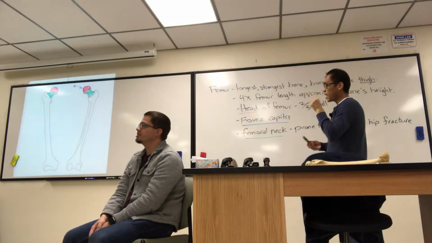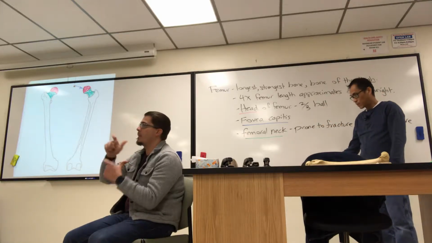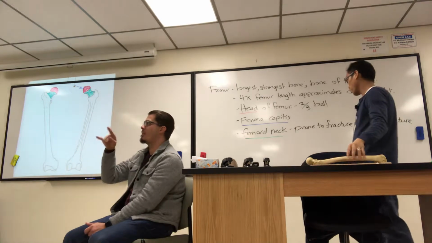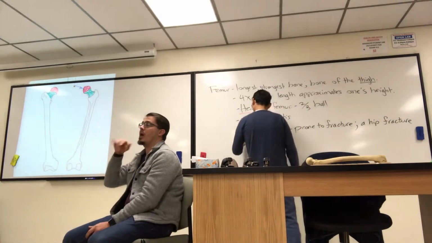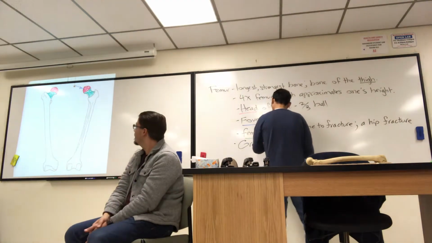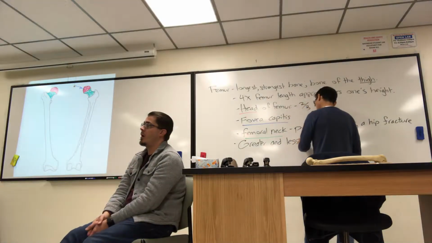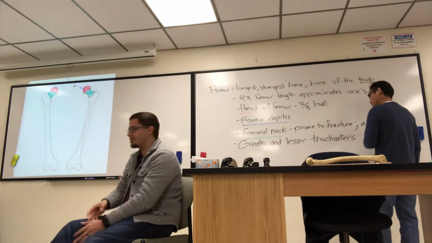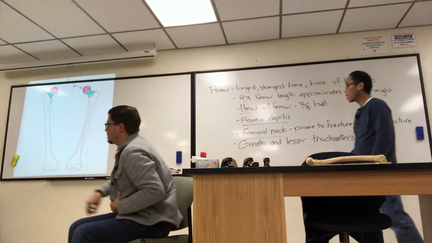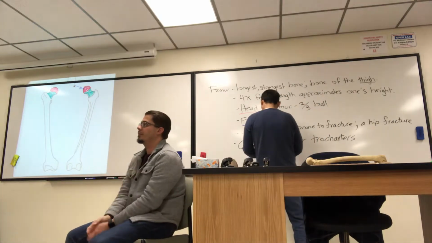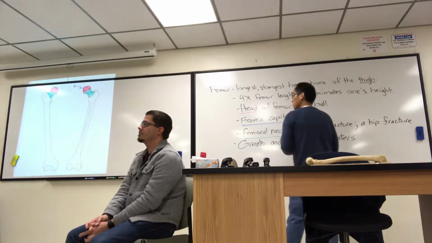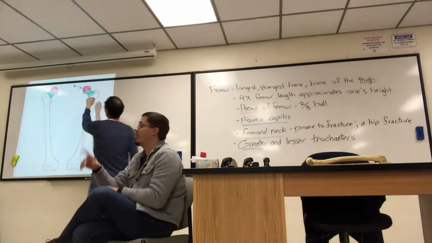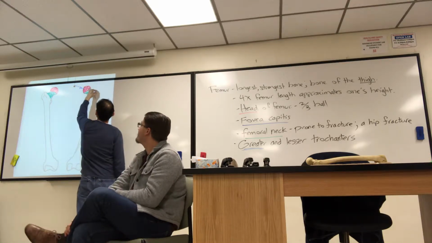Okay, so you got head, neck, and these big trochanters. Trochanters are these big knobs proximally, and a lot of muscles attach to them. There's a greater and a lesser trochanter. That's 2 structures. If I do the greater one first in blue, let's say on this one, it's pretty much a big knob right there.